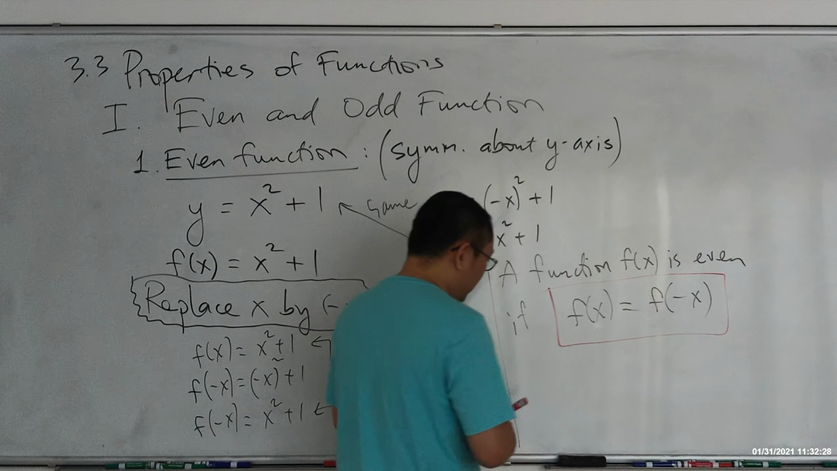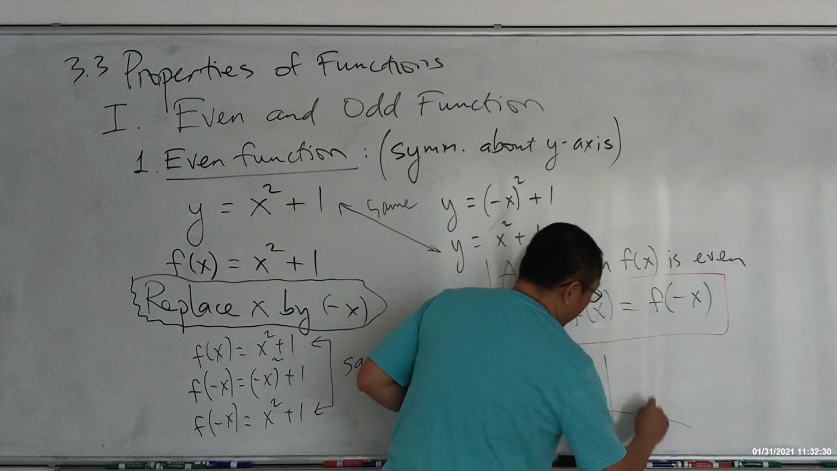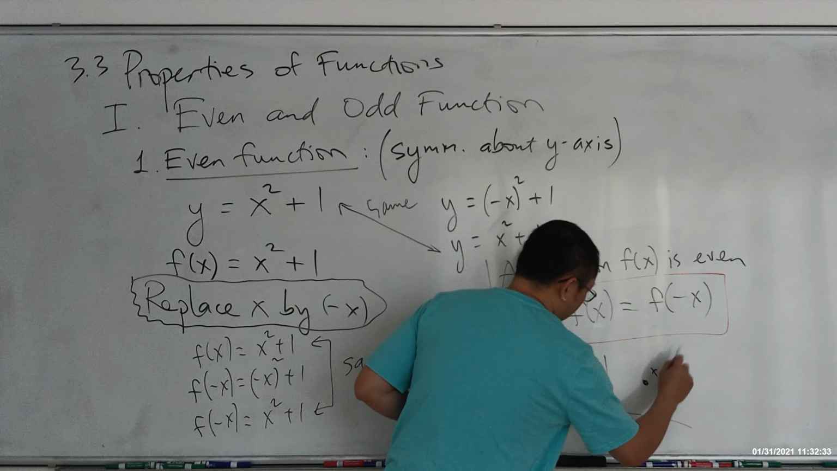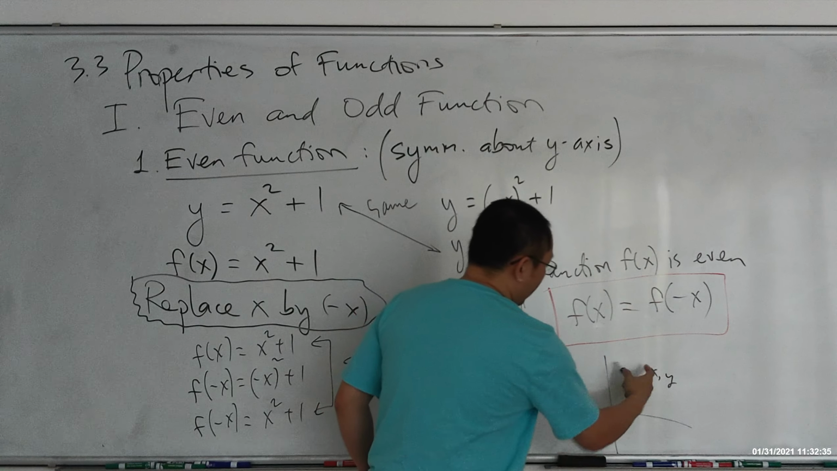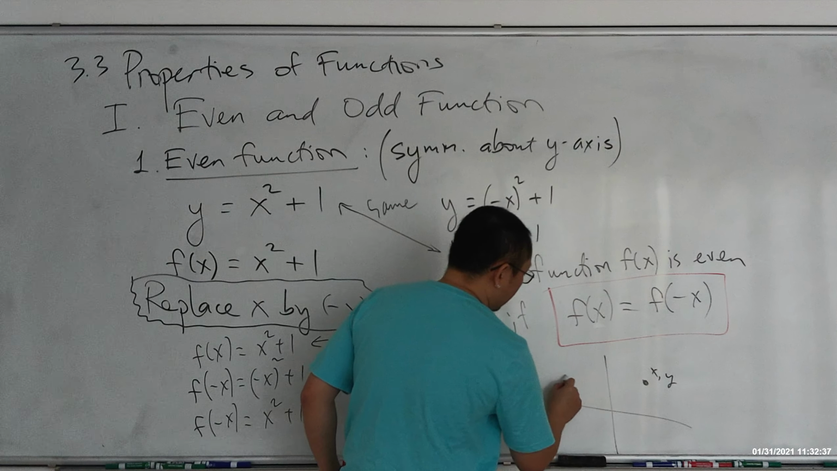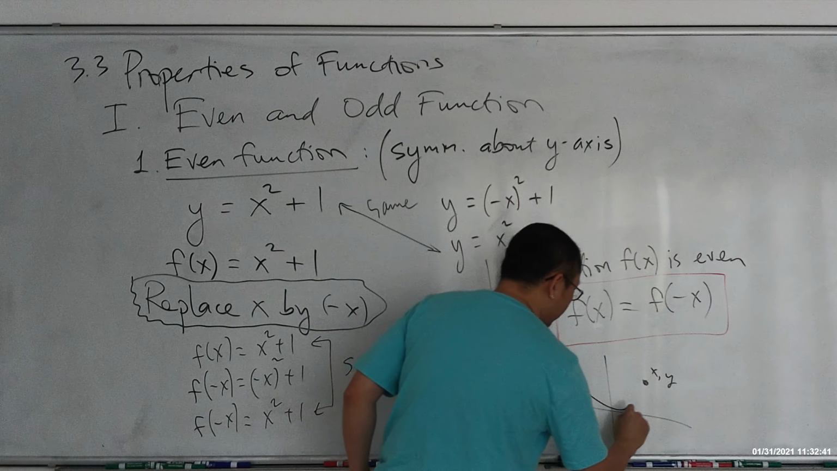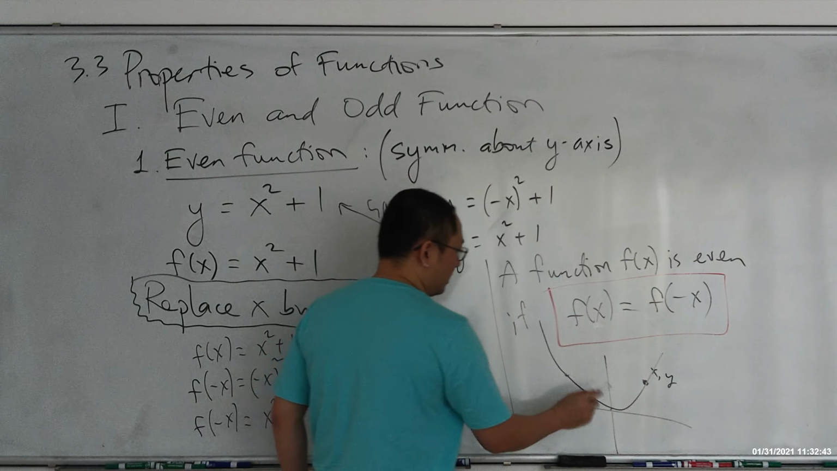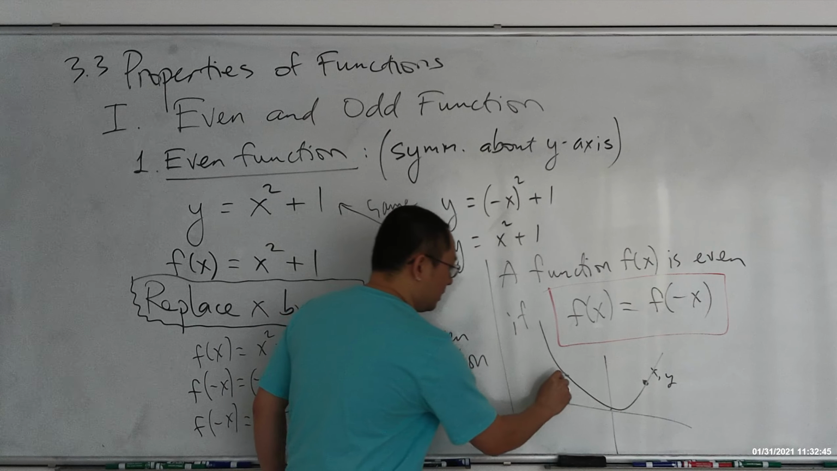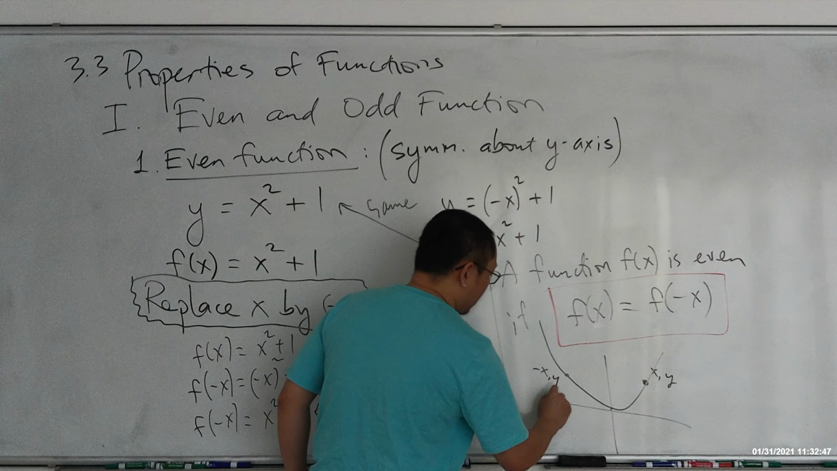And graphically, see you have one point right here, x, f of x is y, right? You replace x by negative x. It's on this side, right? And it's still on the function. The graph goes like this. That is even function. This is negative x comma y.